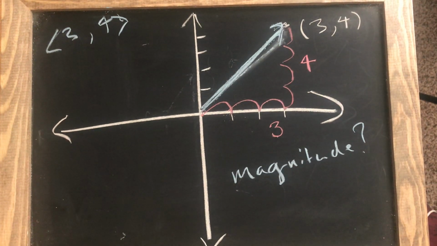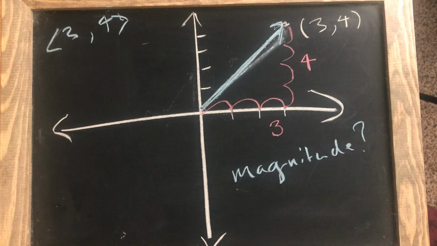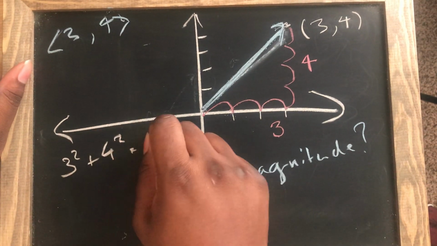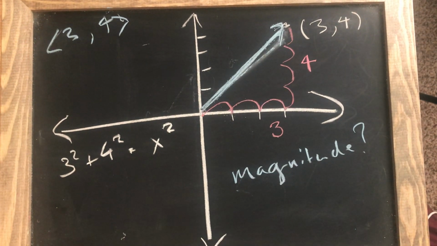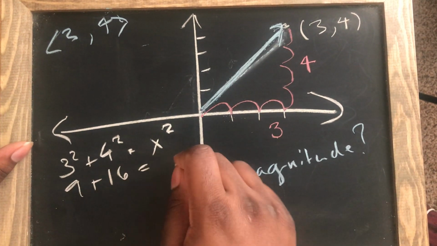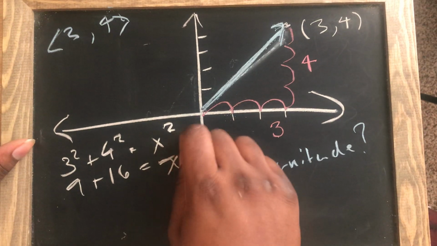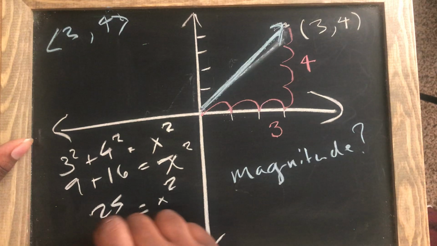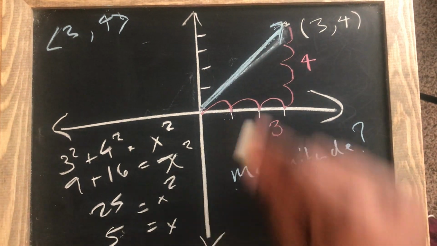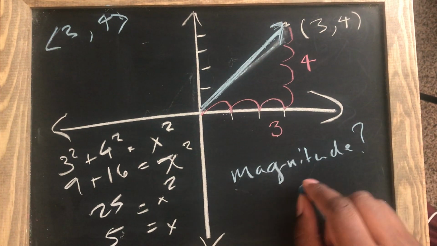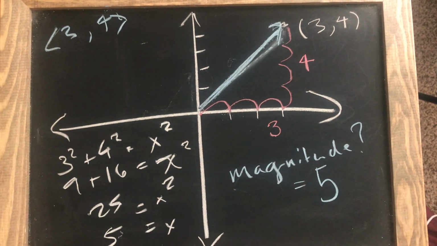What could we use to figure this thing out? If you said Pythagorean theorem, you're absolutely right. This is going to be 3 squared plus 4 squared equals x squared. This is a Pythagorean triple, yes, but let's just go through it. That's 9 plus 16 equals x squared. So x squared equals 25. X equals 5. It's pretty easy to tell this now. The magnitude of this vector is 5.